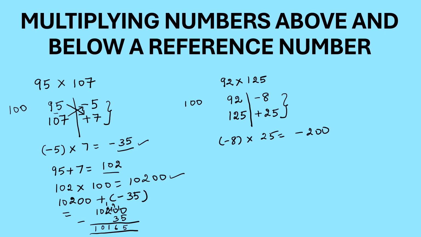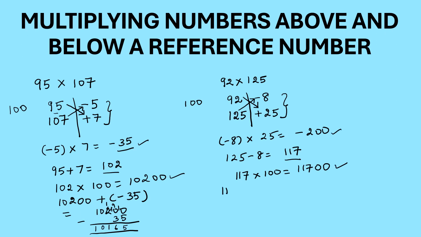To calculate the left-hand portion or LHS, we can do either 92 plus 25 or 125 minus 8. 125 minus 8 gives us 117. The next step is to multiply this number by our reference number. 117 times 100 gives us 11700. The next step is to add the RHS to this number.